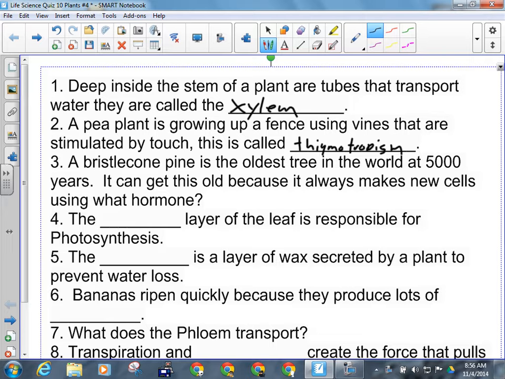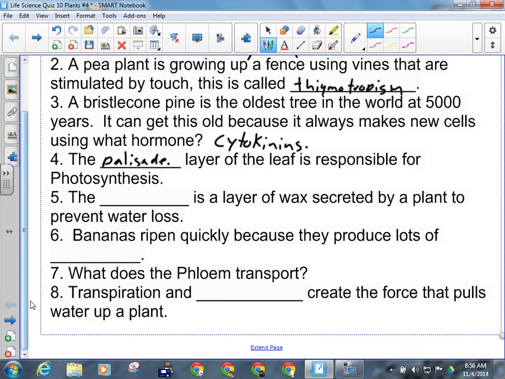Okay, a bristlecone pine is the oldest tree in the world at 5,000 years. It can get this old because it always makes new cells using cytokinins. All right. Okay, the blank layer of the leaf is responsible for photosynthesis. Palisade.